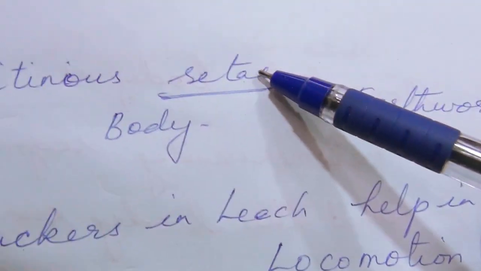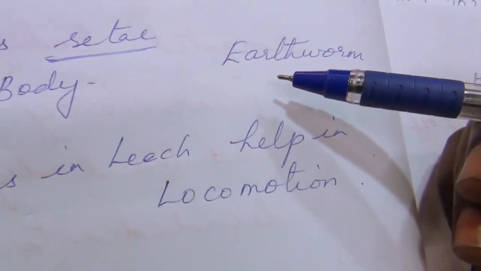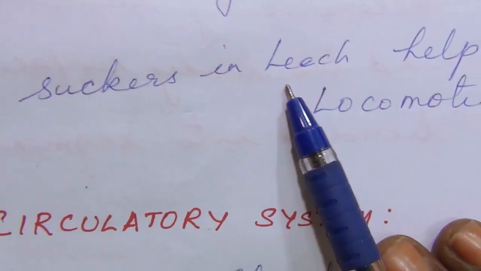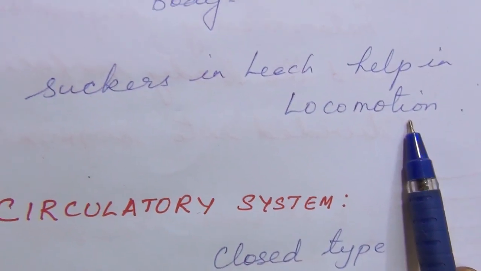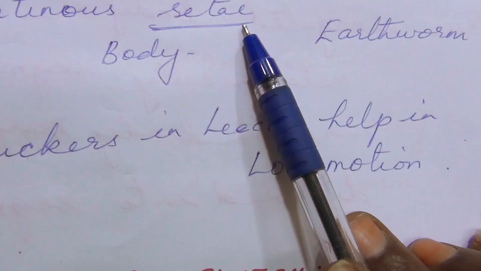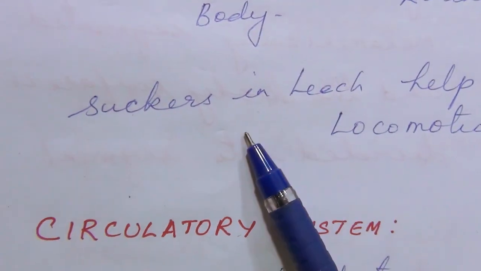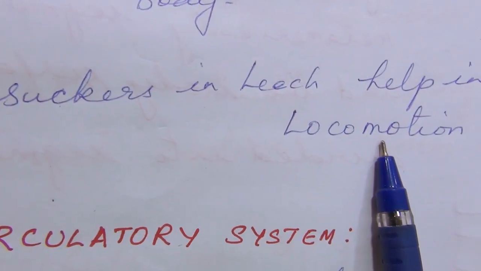And how are they helpful? They are helpful in swimming. And the chitinous body setae are helpful in the earthworm. And suckers in the leech we have seen already, and that is helpful in locomotion. Able to follow me, children? In Nereis, parapodia for swimming. In earthworm, body setae are helpful in locomotion. Then in leech, the anterior sucker and posterior sucker, we have learned, isn't it? So those are helpful in locomotion.